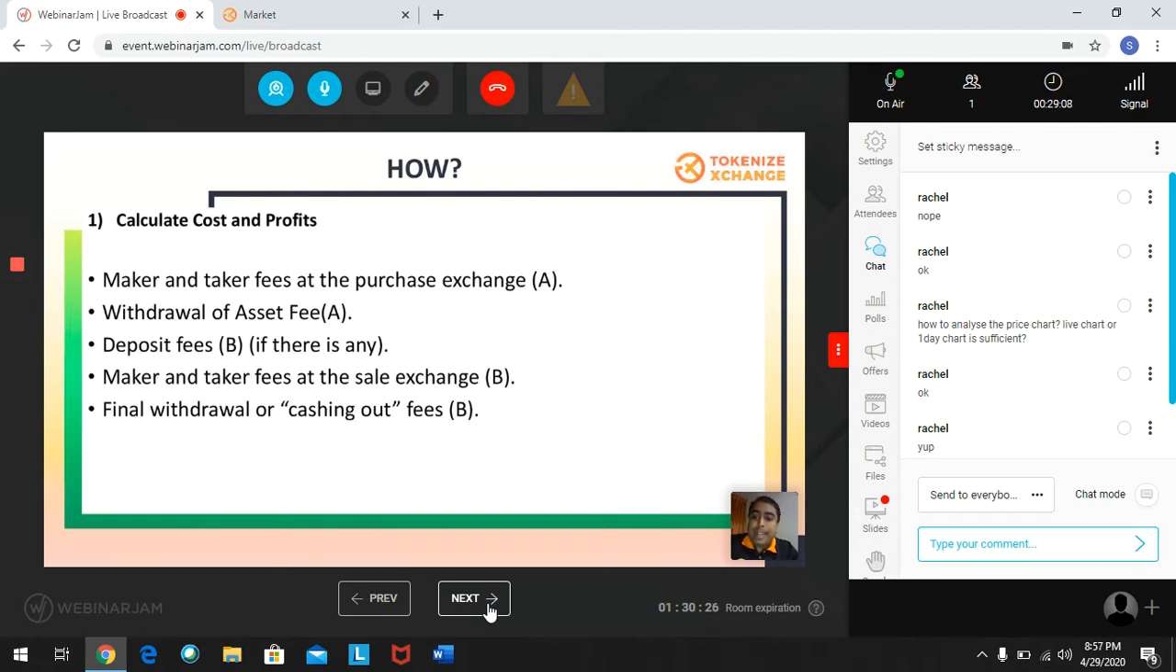Fourth, maker and taker fees at another exchange, the exchange where I'm trying to sell my asset. And fifth, what is the final withdrawal cashing fee? Let's say I want to withdraw, is there any fee in the particular exchange?